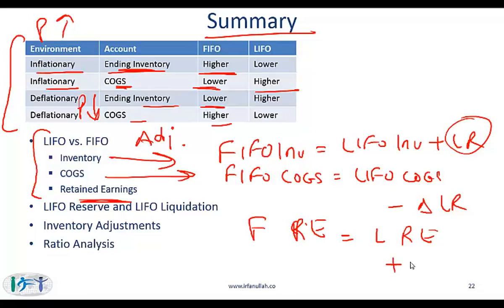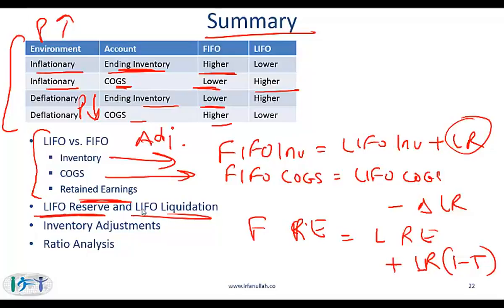This is a balance sheet item, so FIFO retained earnings is going to be equal to LIFO retained earnings plus, why do we know it is a plus? Because FIFO earnings will be higher, and this is a balance sheet item, so it's going to be the LIFO reserve into 1 minus T, because we want to subtract the tax effect. Alright, so this LIFO reserve is clearly important.